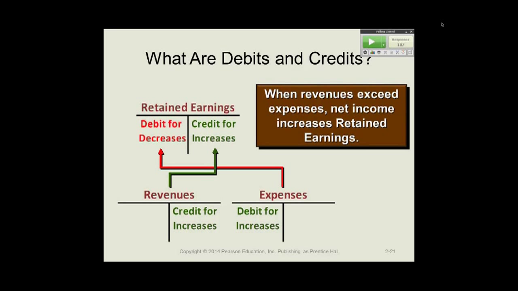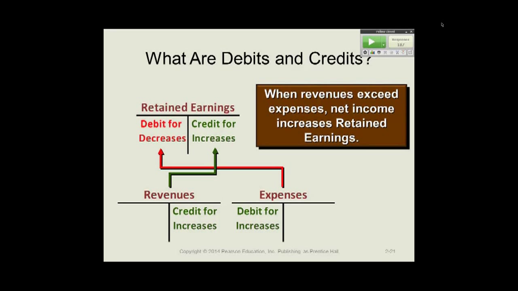Expenses. Expenses reduce retained earnings, so we increase expenses by a debit that's going to reduce retained earnings. So every time you add to an expense, you reduce retained earnings. That's the way to think about it.